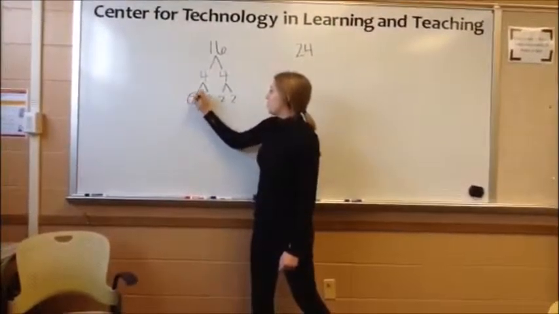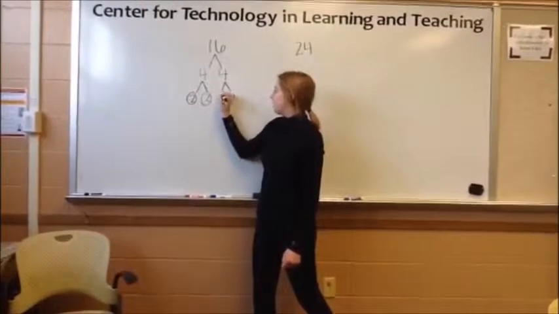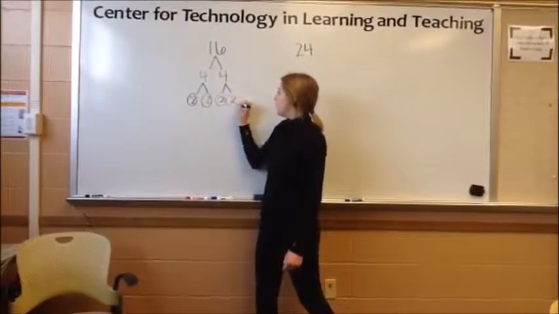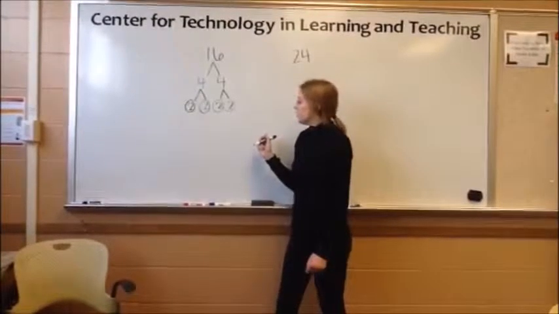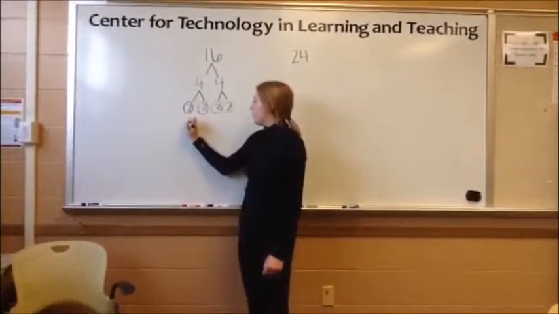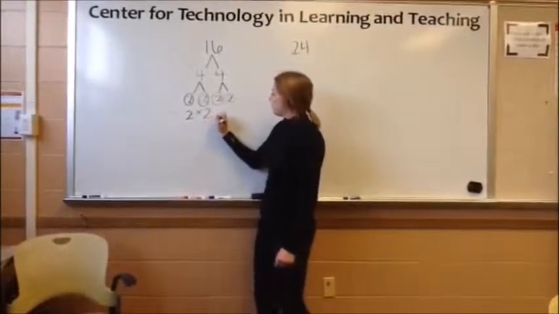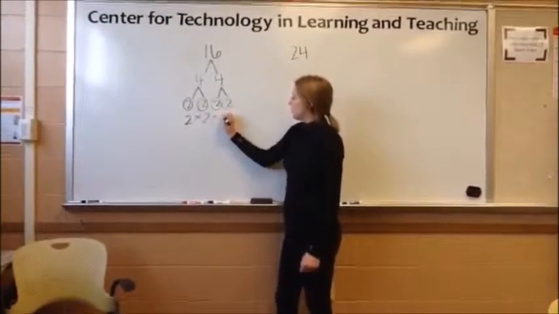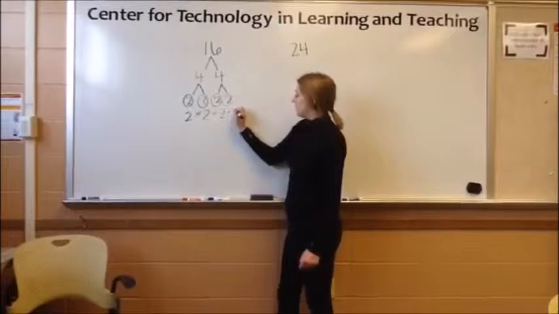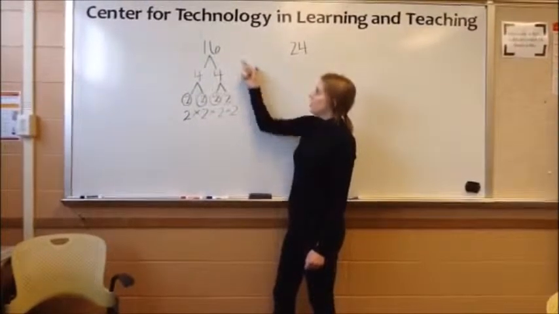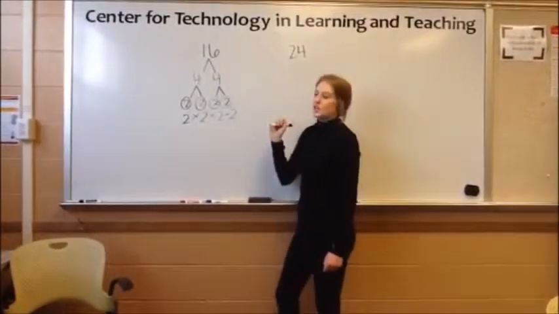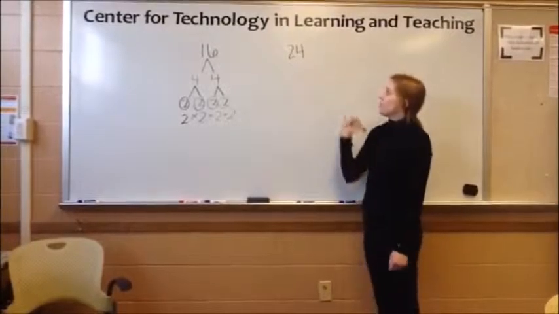And I'm going to circle any prime numbers that I have at the bottom to help me remember when to stop. So now I'm going to write out my prime numbers at the bottom. So I have 2 times 2 times 2 times 2, which I know gives me that product of 16. So now I'm going to move on to 24.